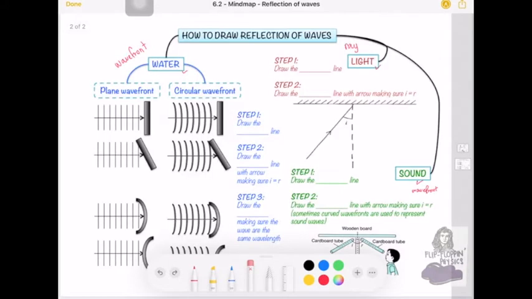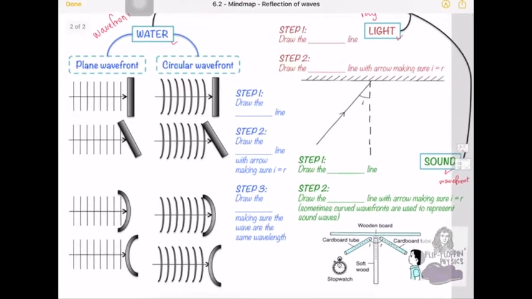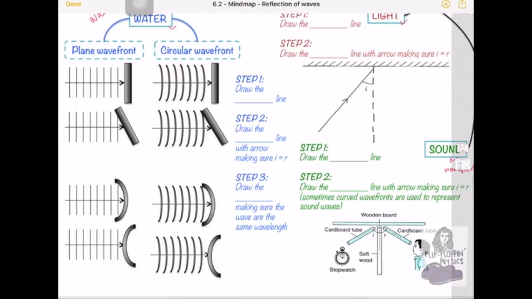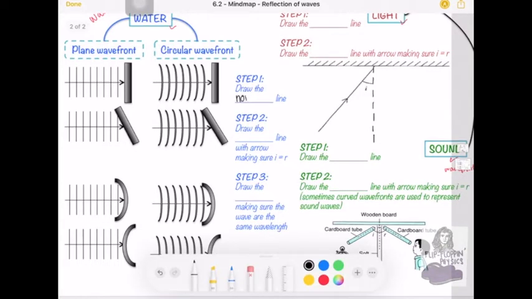Okay, so let's get back to this. So first off, we want to have a look at the step-by-step that you need to take when drawing these waves. So let's look at water waves first. So these are the steps. So step one, what you need to do before you draw the reflection of wave, how it looks like, is to start with drawing the normal line.